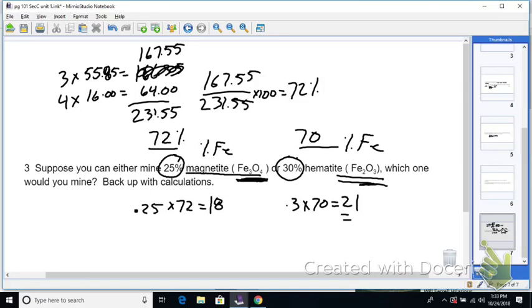So again, we have like 72% of iron in magnetite, 70% in hematite, and then all we're doing is taking the percentages times the overall percent and realize that hematite would be the better sample.